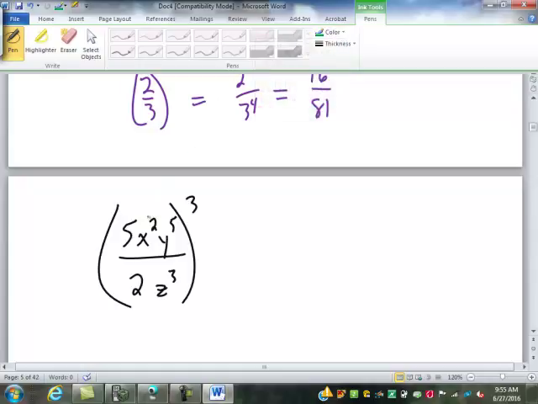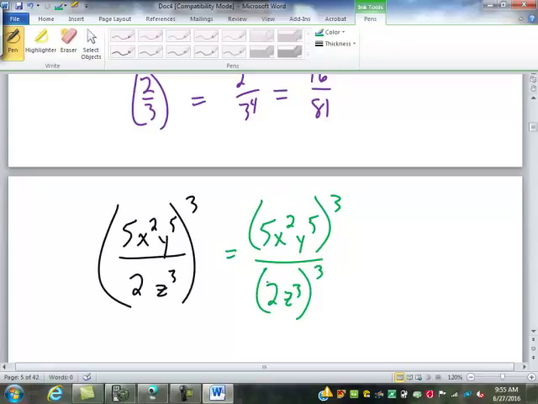We'll go slow. So here, what's happening is this fraction is just being taken to that power. So to do that, it's going to be the top, 5x squared y to the fifth to the power of 3, and the bottom, 2z to the third to the power of 3. I'm going to stop there. Does everybody see what I did there? I just separated the fraction. I have that fraction to the power of 3, so I just separated it so the top, the numerator, was to the power of 3, and the bottom, or denominator, was to the power of 3.